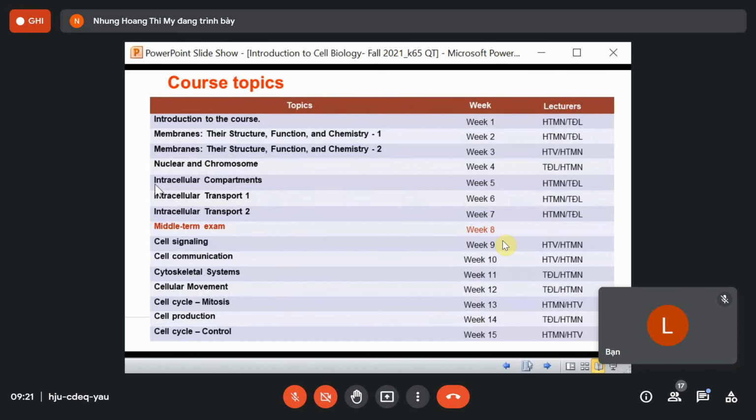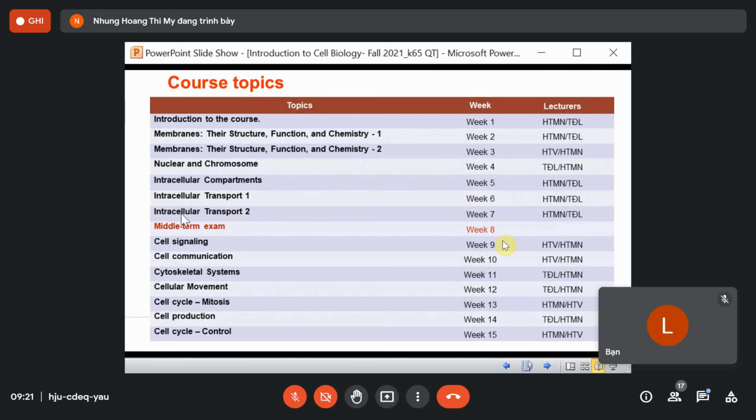And in week 5, you will learn about the intracellular compartment. That means about the cell organelles. This is also a quite familiar topic for you. And this will be taught by Dr. Trần Đức Long, the intracellular compartment. And I think in this topic, he will concentrate mostly on the organelles, which are surrounded by the plasma membrane. So that is why they call it the intracellular compartment, inside the cell.